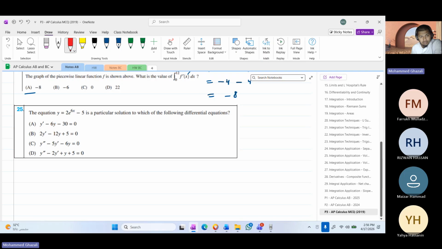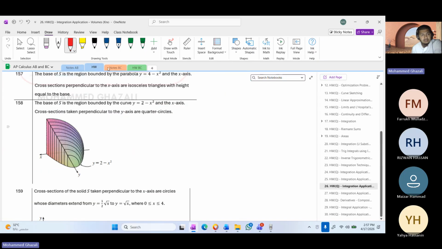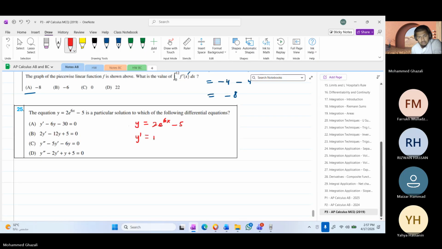Now, let's say y is equal to 2e to the power 6x minus 5. So what's y prime? Y prime would be 12 e to the power 6x. That's it.